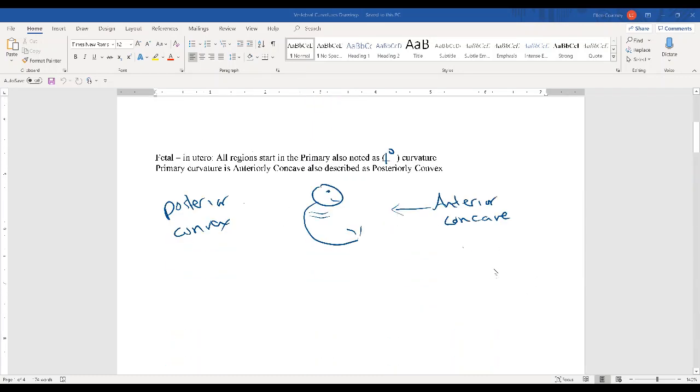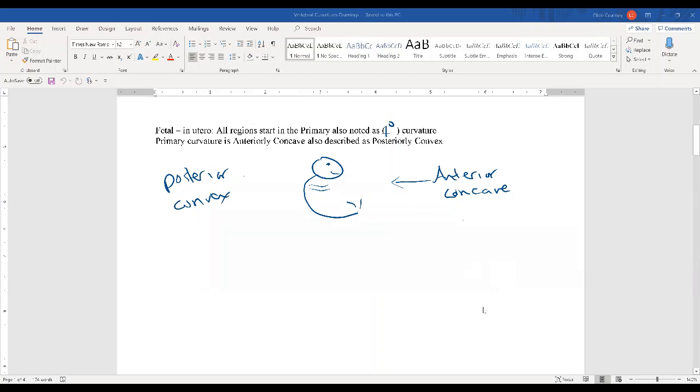And we think about that, we're going to start with fetal development. And what we see is in fetal development in utero, all the regions start in what we note as a primary curvature, which can be written as 1 prime, as I've done there in the parentheses. And the primary curvature is anteriorly concave. Remember, concave is it caves in. And I've drawn this kind of happy baby with the C-shaped curve and the arms and feet coming forward, but they are anteriorly concave. You can also say posterior convex.